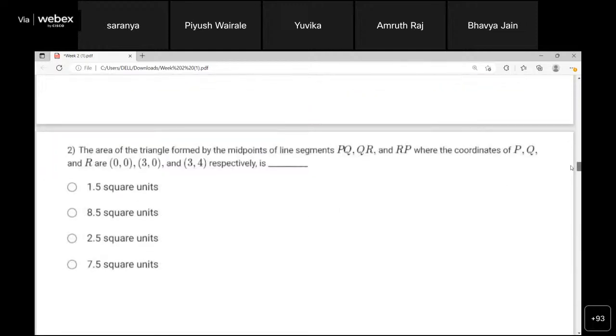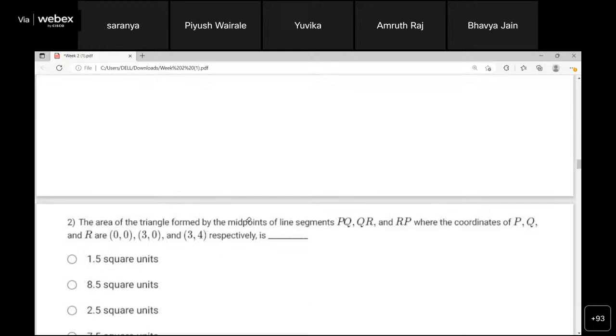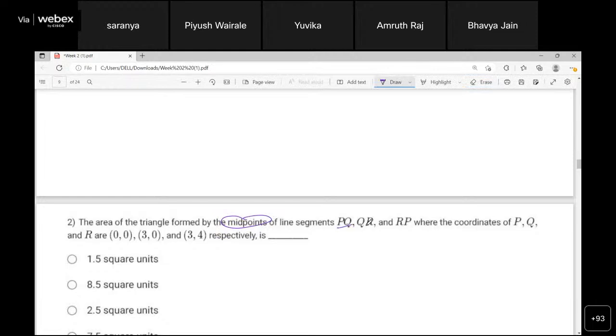So now this is the question: the area of a triangle formed by the midpoints of the line segments PQ, QR, RP, where the coordinates of P, Q, R are given to us.